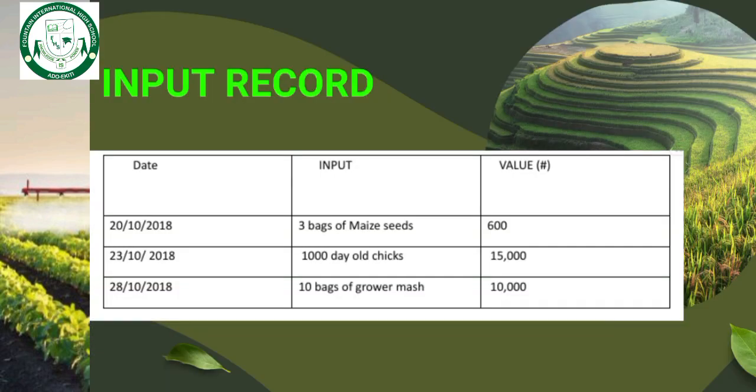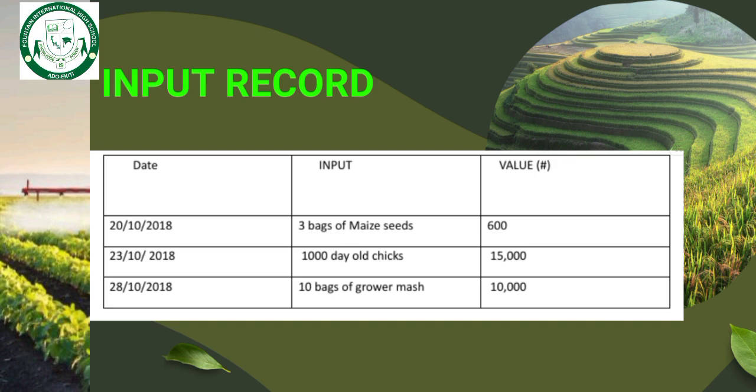So conversely too, if what the farmer is taking out of the farm, the output, is less compared to the input, that is, if the input is higher than the output, that means the farmer will eventually run at a loss at the end of the production year. As you can see, the input record, the date 2010 20, and you can see then what is done on that day. Please take note of that.